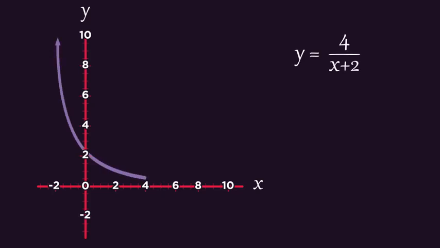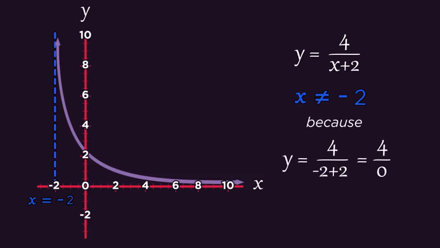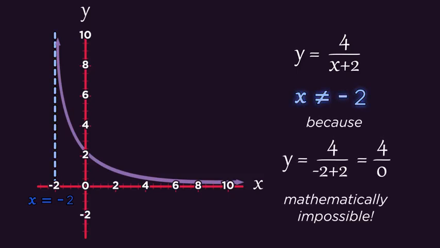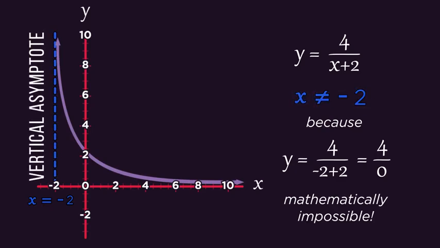The denominator can never equal 0. So here, x cannot equal -2, as that would make the denominator 0. Whatever value makes the denominator 0 gives vertical asymptotes.